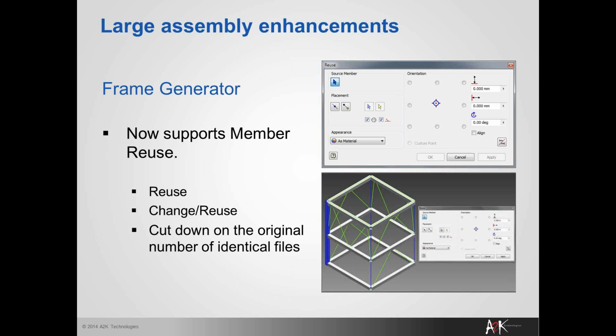Okay, so that's obviously going to save not only our file size, but it's going to save regeneration. It's going to be a lot quicker. Creating drawings from those are going to be a lot quicker. The change and reuse option allows us to change those reused members, in turn updating any other members that we've reused around our assembly as well. And that's just a snapshot on the screen there of the reuse dialog box and what that looks like.